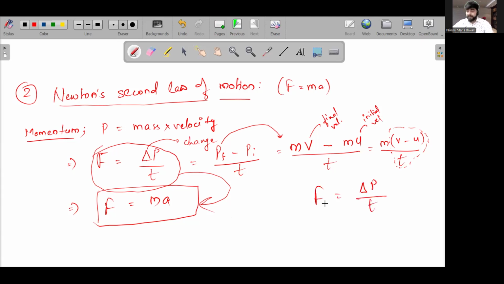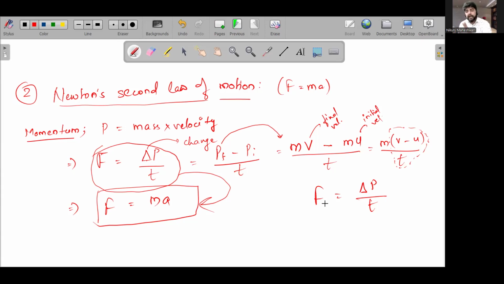That means wherever there is a change in momentum, the rate of that change of momentum would be equal to force. That means it's directly proportional to the change in momentum and inversely proportional to the time taken for the momentum to change. Please note, everyone, the small t that you see there is basically the time required for that momentum to change. That means, let's say the momentum is changing from 10 to 5.